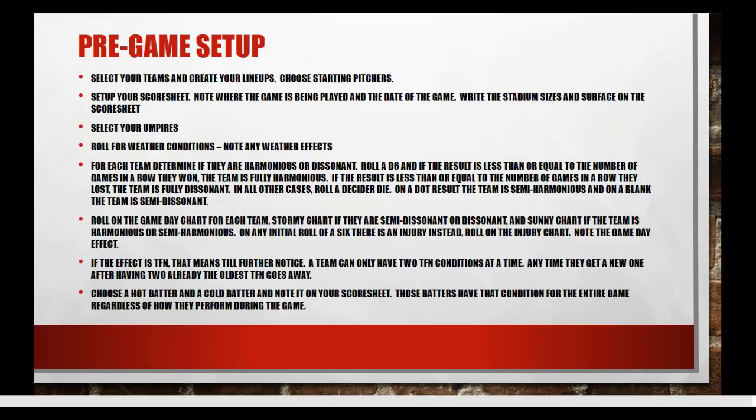You're going to set up your score sheet. You're going to note where the game is being played and the date of the game. You're going to write the stadium sizes and surface on the score sheet so that you can look them up later on during the game. You're going to select your umpires. Then you're going to roll for weather conditions on the game day charts.